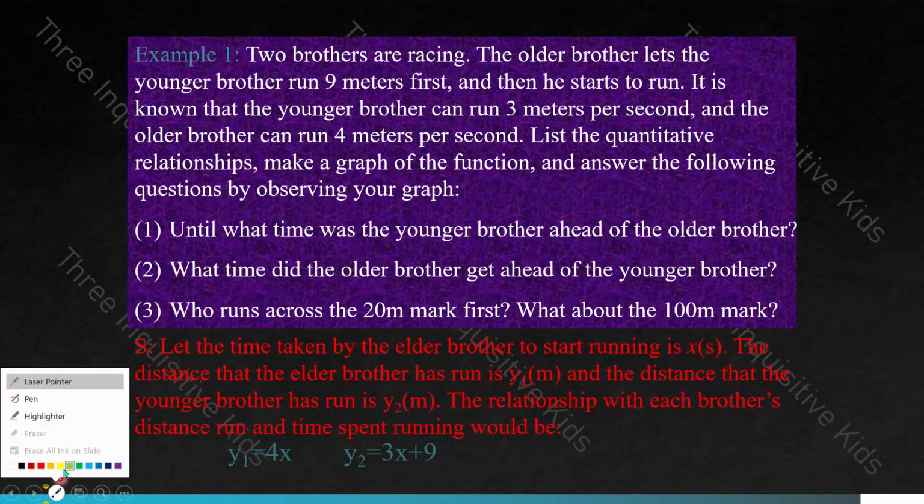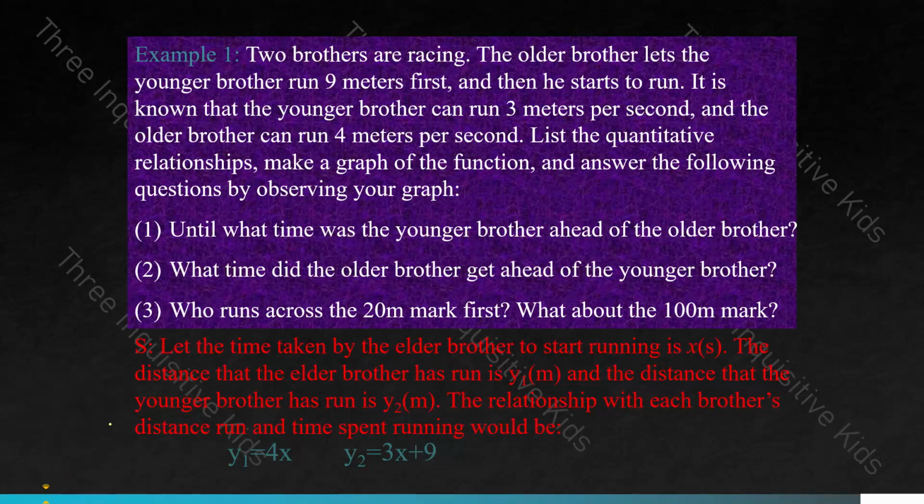Here, we're just using the basic itinerary problem formula, which is distance is equal to speed times time. And see how here we've given each brother a y value and an x value? Well, this will help us when we have to draw a graph later on.